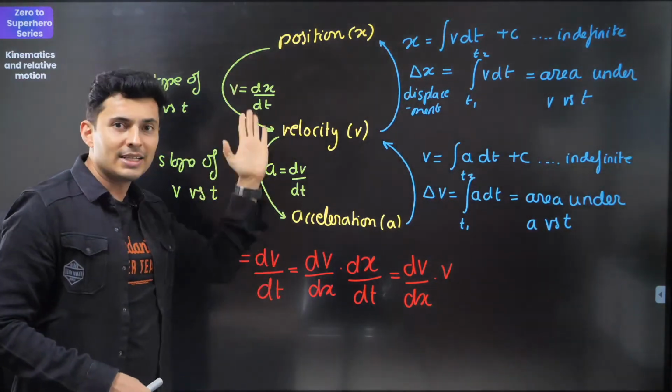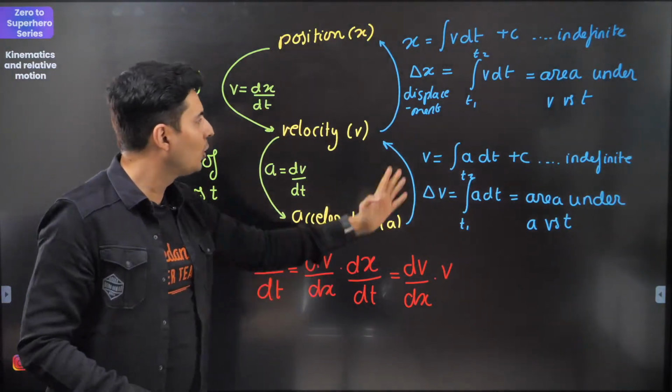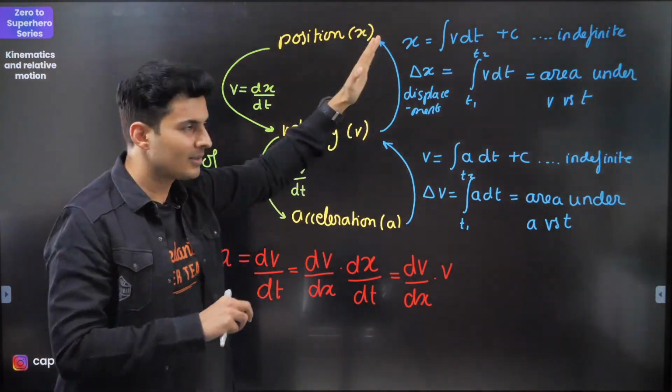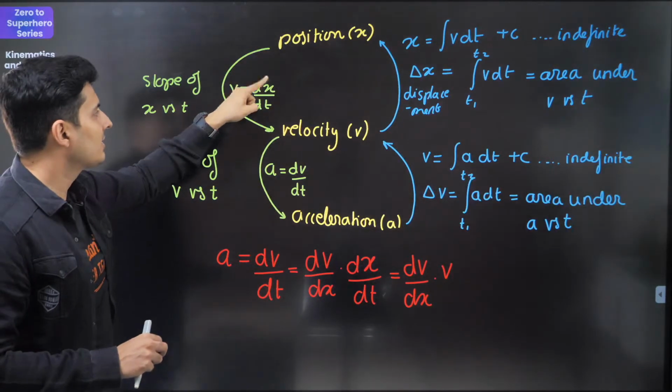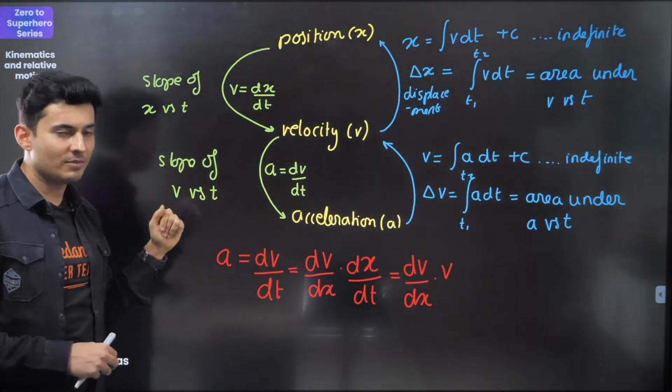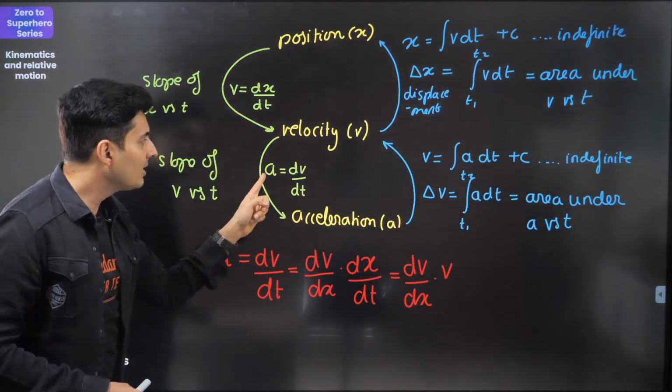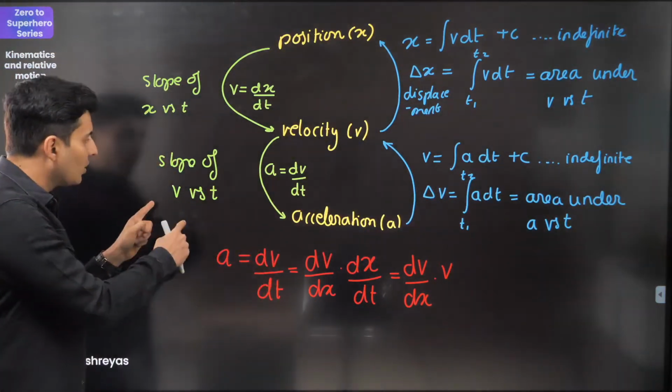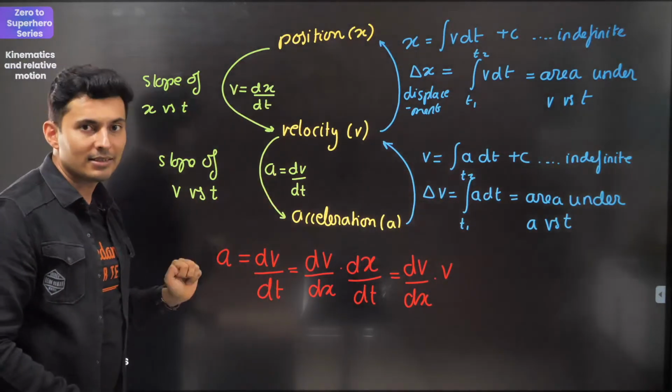Whenever you go down, it's derivative or slope. Whenever you go up, it's integration or areas. Like velocity is the derivative of position, which is also the slope of that graph, position versus time. Acceleration is the derivative of velocity, which is also the slope of velocity versus time.